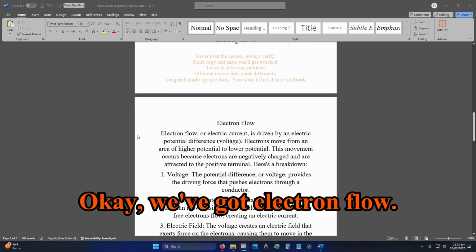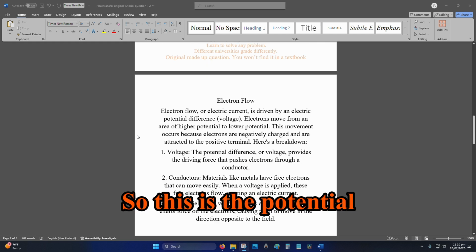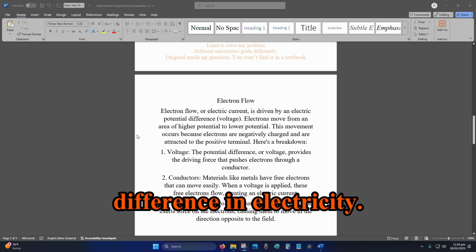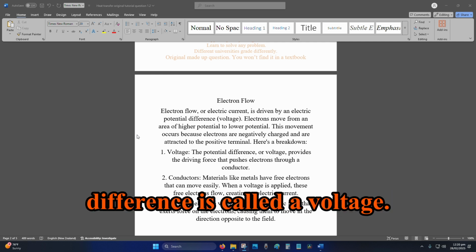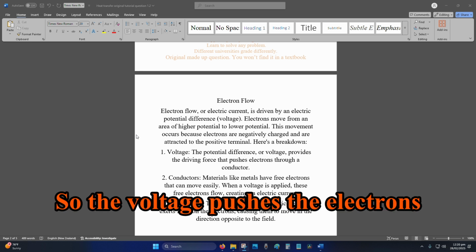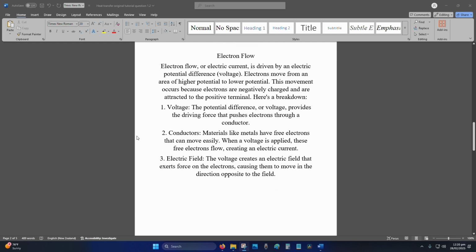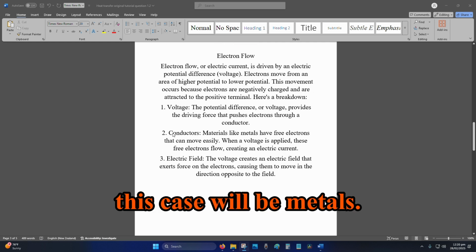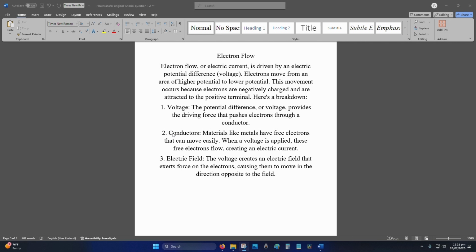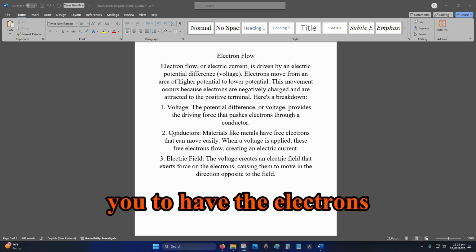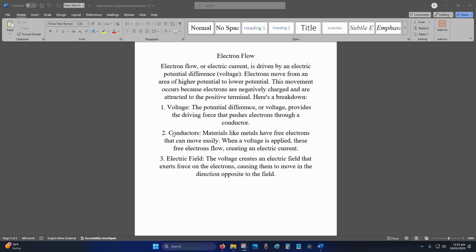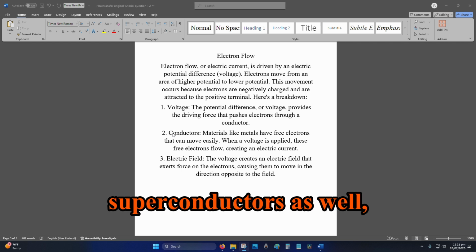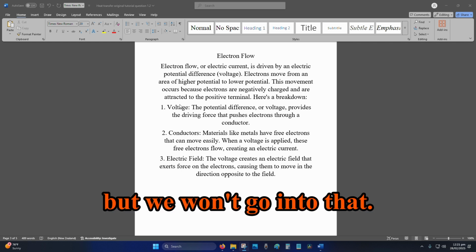Okay, we've got electron flow. This is the potential difference in electricity. It moves from negative to positive, and the potential difference is called a voltage. So the voltage pushes the electrons through a conductor, and the conductors in this case will be metals, so materials that allow the electrons to pass through easily. So metals are the common case. There are non-metal superconductors as well, but we won't go into that.